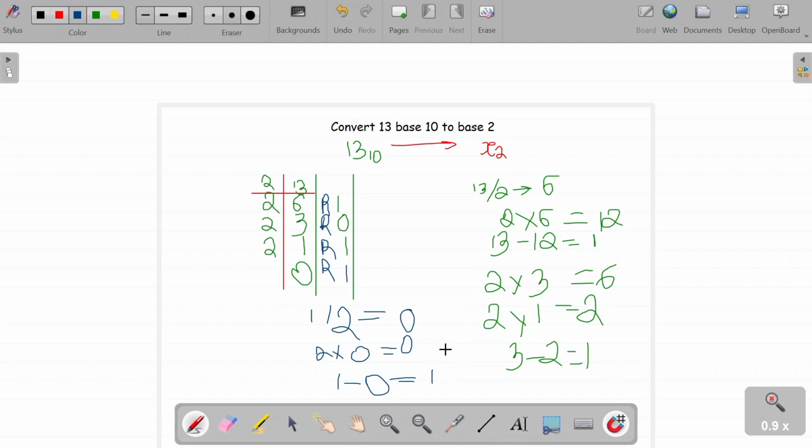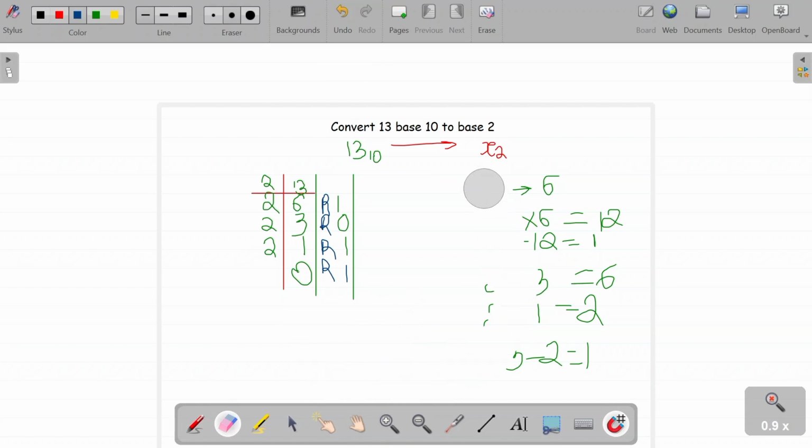Okay, so now the next step is to first erase all these calculations we did here. Where's my eraser? Here we go. So let's clean everything up.